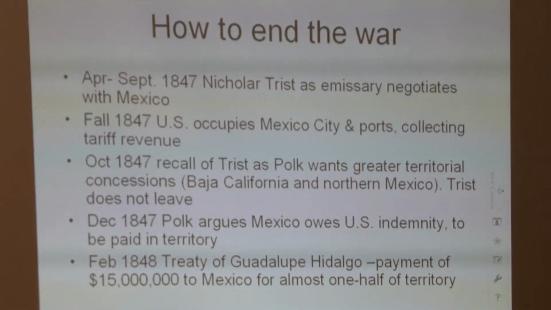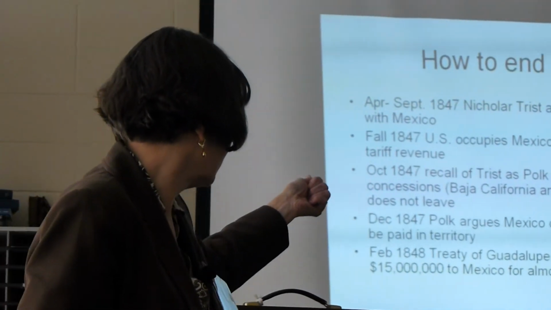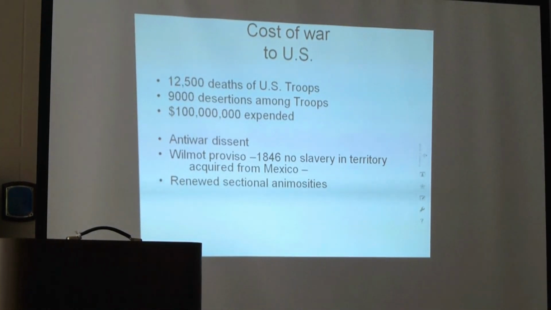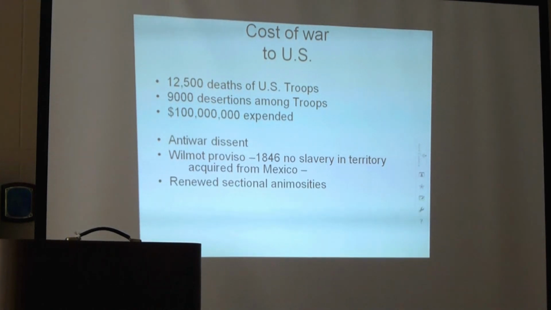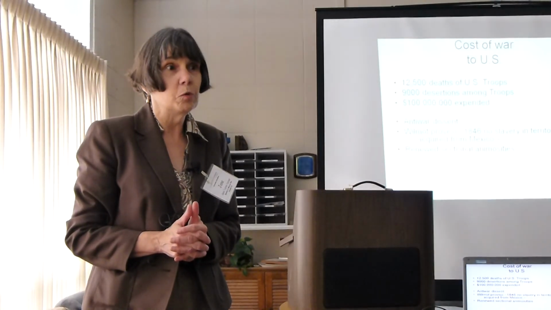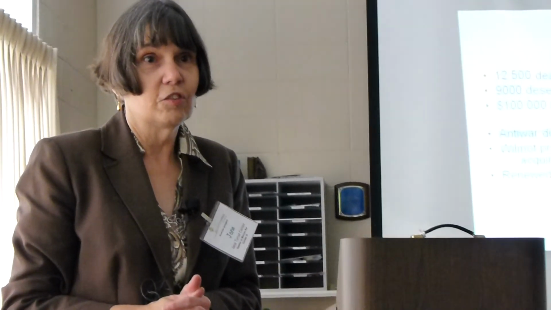Trist keeps on negotiating and comes up in 1848 with what you learned about in school as the Treaty of Guadalupe Hidalgo, by which we pay $15 million to Mexico for almost half of Mexico. And the proportion of deaths from disease is high: only about 1,300 of those deaths are from battle wounds or killed in battle. So it's close to 90% of the deaths are from disease.